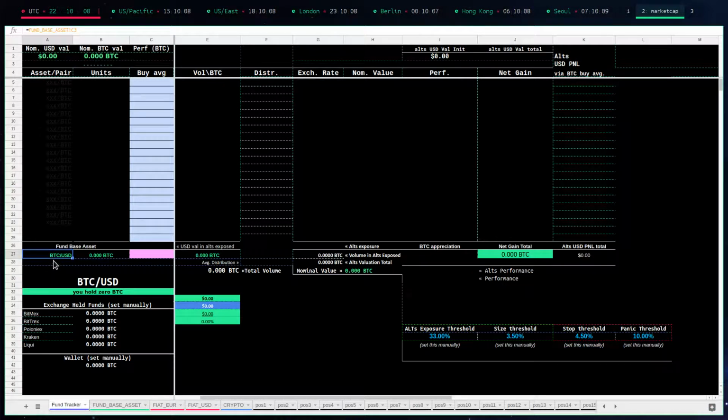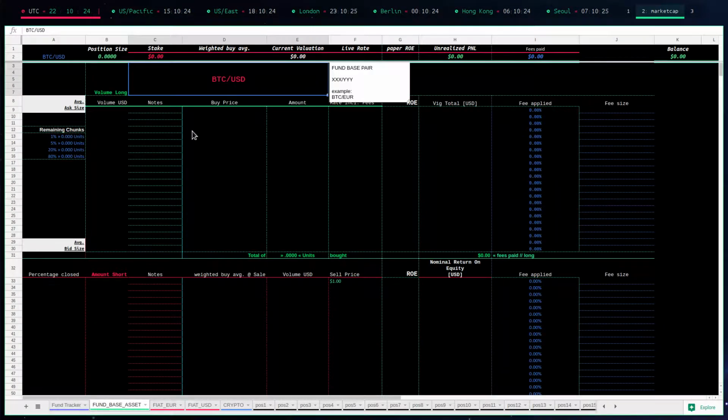What you have in front of you is a fund tracker, so to speak, with a base asset, in our case Bitcoin versus US dollar, and you don't have to enter anything on this side except these four values here. We'll get to that later in the video. But this sheet here is the holy one.